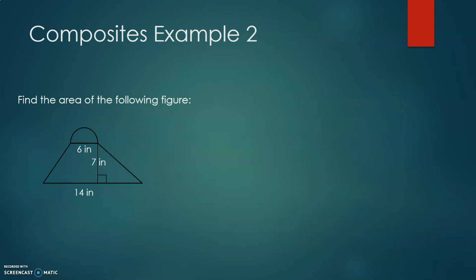Okay, when we look at composite 2 here, it kind of looks like you could have 3 different shapes because this line's already drawn in, right? But this is actually a trapezoid, because we have a base here, we have a base down here, and we're given a height, so we have what we need for a trapezoid. And then this is a half circle. So with this one, let's start with the trapezoid.